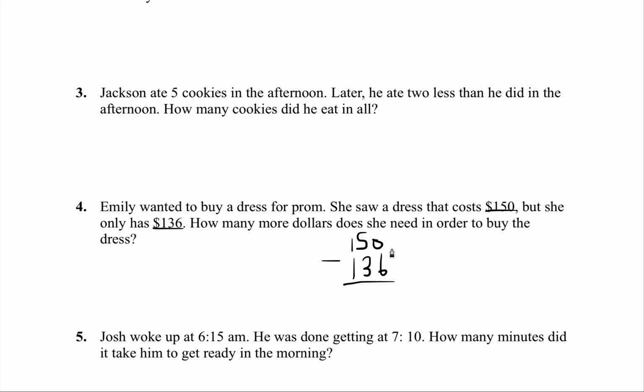And we have to borrow because we can't do 0 minus 6. So we're going to turn that into a 10. And we're going to borrow from the 5, so the 5 will turn into a 4. So 10 minus 6 is 4. 4 minus 3 is 1. And 1 minus 1, 0. So the answer to this is $14. She needs $14 more to buy the $150 prom dress.